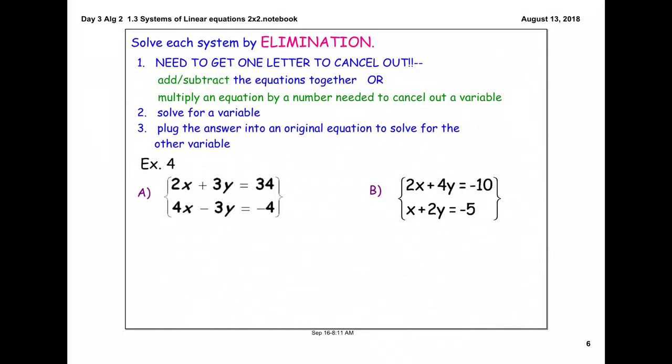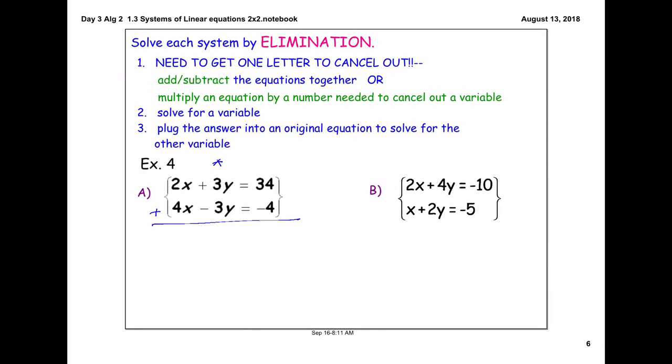The next method to solve systems of equations is elimination. The first step for elimination is you need to get one letter to cancel out. You're going to add or subtract the equations together, and then solve for one of the variables, plug that variable back in. So looking at example 4a, I noticed that if I add my two equations together, my y's will already eliminate one another. So I don't need to multiply either equation by anything. I can just add them up.